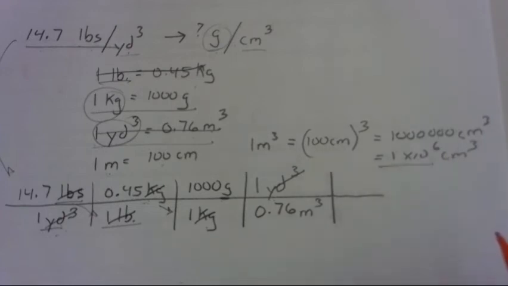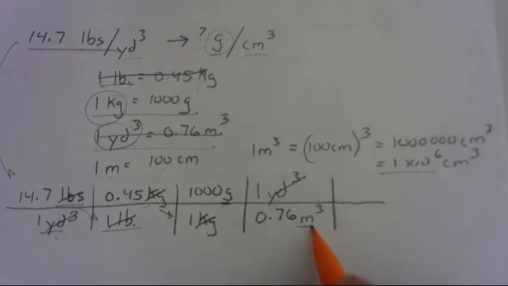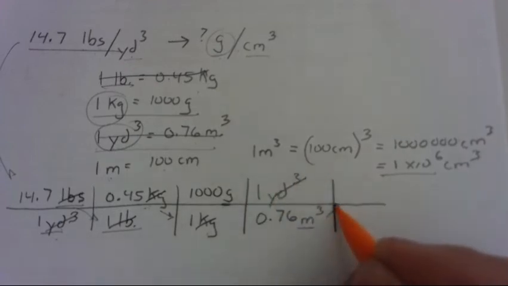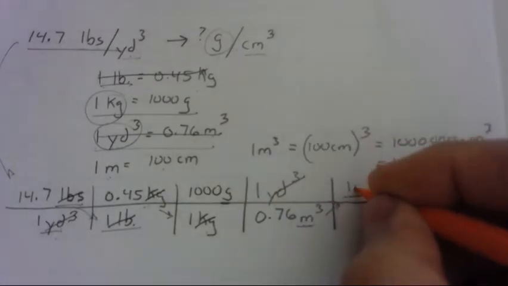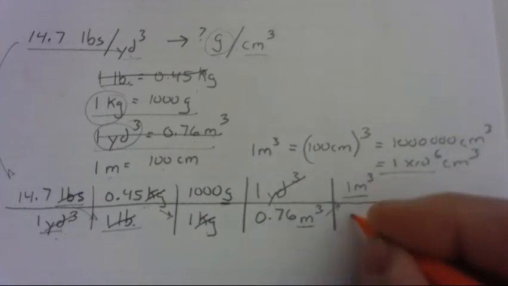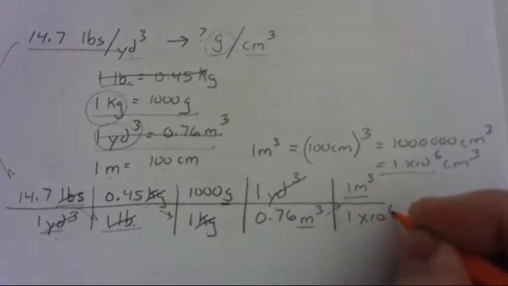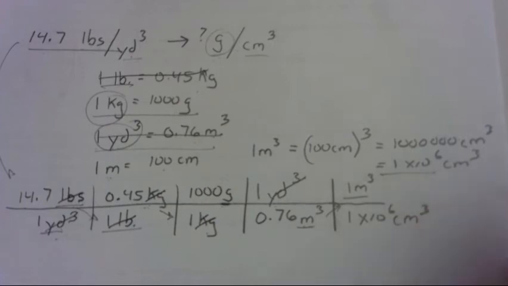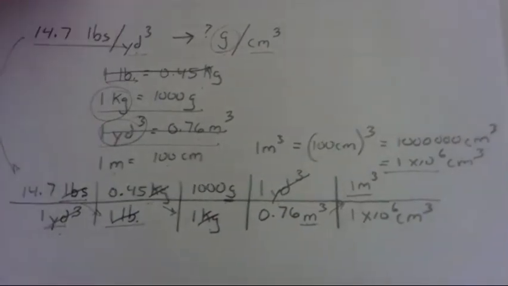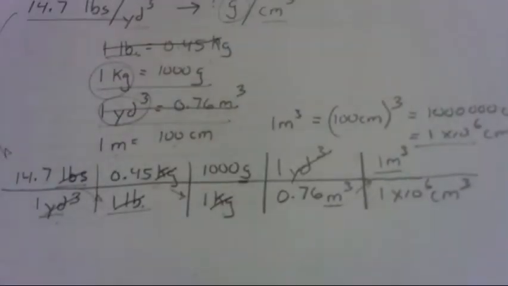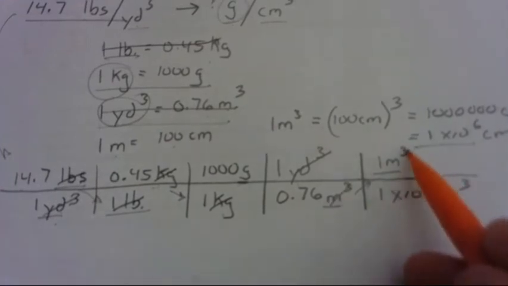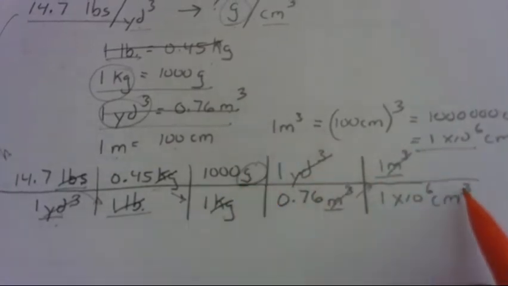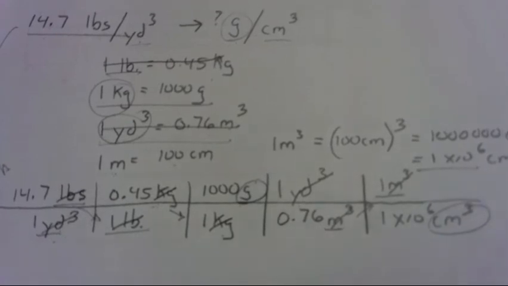It says that this is easier to write. So I have cubic meters here, so I want to have cubic meters on top. So 1 cubic meter, and that's equal to 1 times 10 to the 6th cubic centimeters on the bottom, or simply 1,000,000 cubic centimeters, same thing. So now I'm going to go and notice that that cancels out, and I'm left with grams on top and cubic centimeters on the bottom, which is where I want to be.